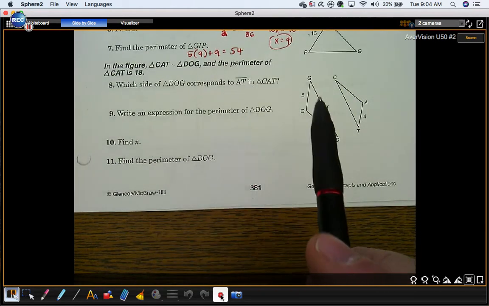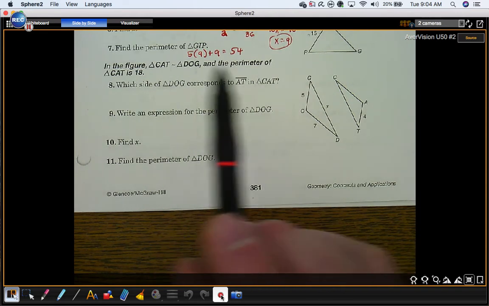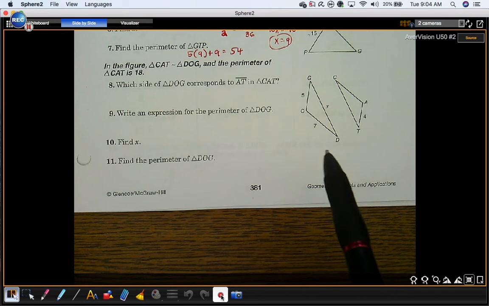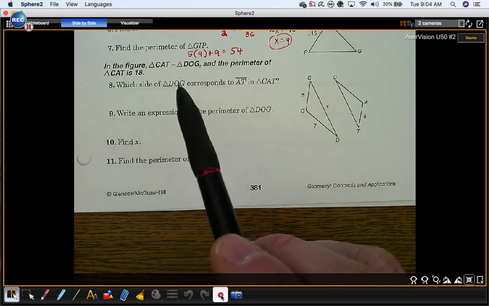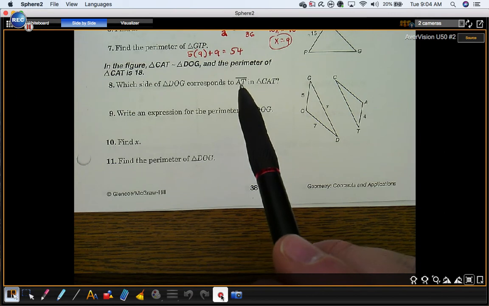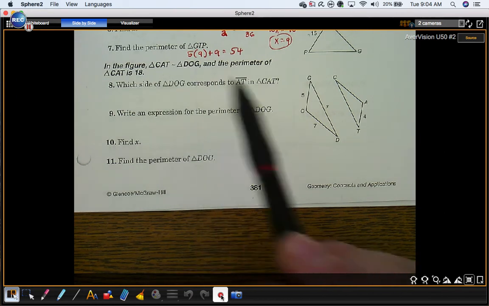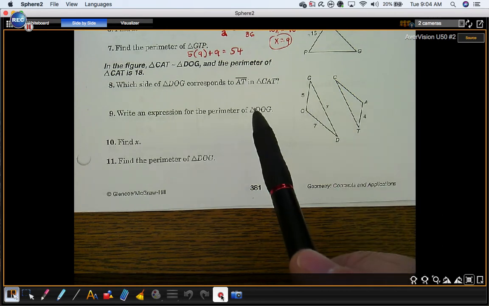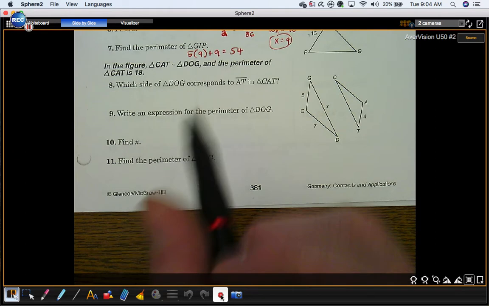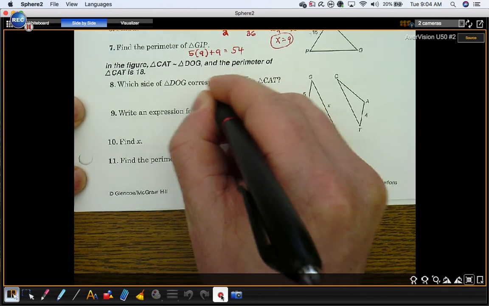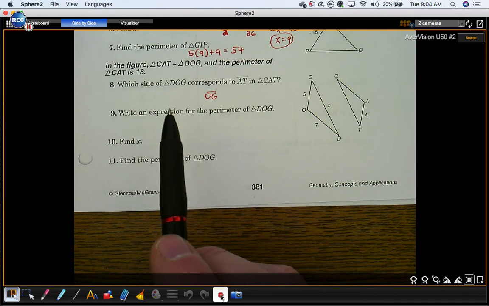Next section. Triangle CAT is similar to triangle DOG, and the perimeter of triangle CAT is 18. So which side of triangle DOG corresponds to segment AT? Segment AT corresponds with segment OG. Don't look at the picture. It'll mess you up if they're not straight translations of each other. Use this statement. Segment AT goes with segment OG.